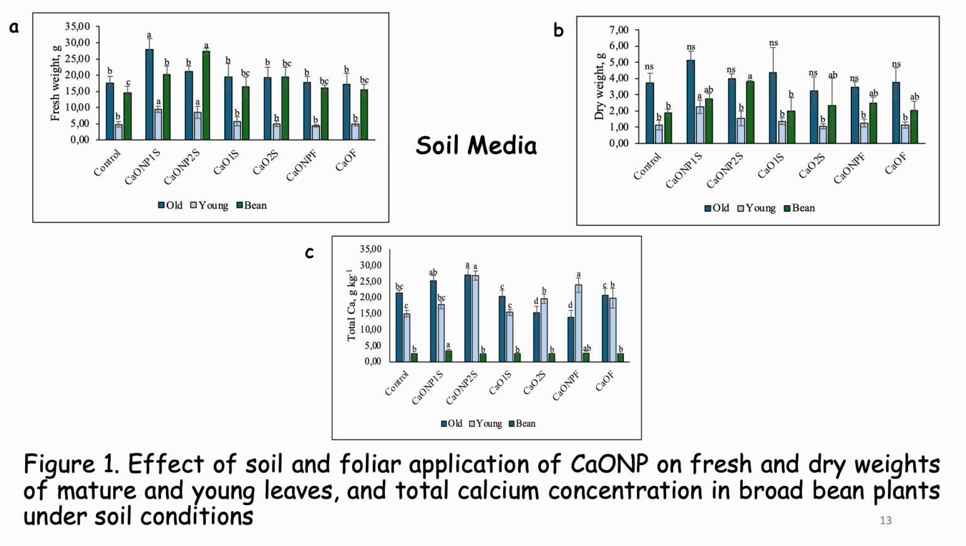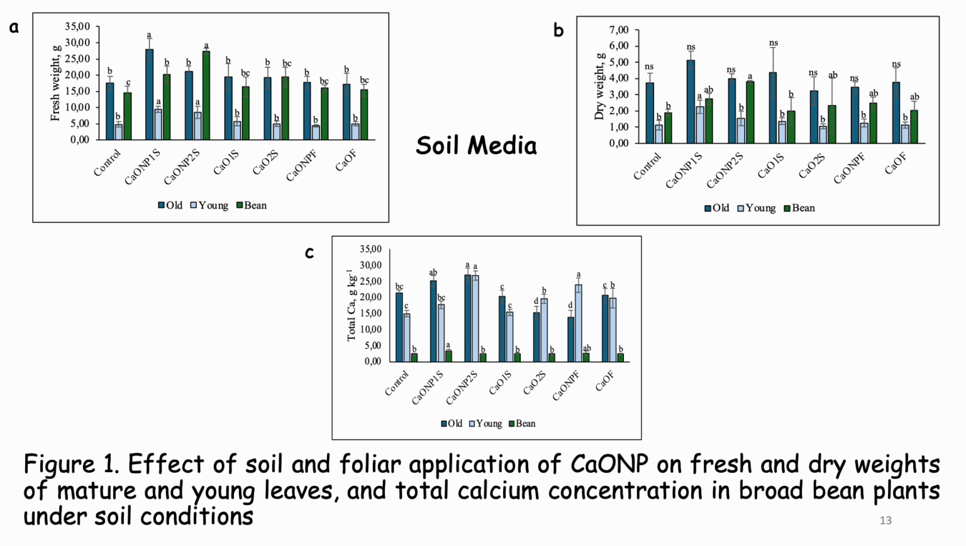Foliar treatments resulted in relatively lower fresh weights. Soil applied nanocalcium oxide, especially the first dose, positively affected leaf biomass more than conventional calcium oxide or foliar applications. Figure 1b presents the dry weights of old leaves, young leaves, and bean. Differences are less important compared to fresh weights.